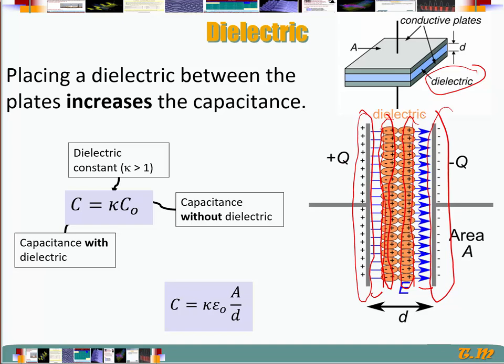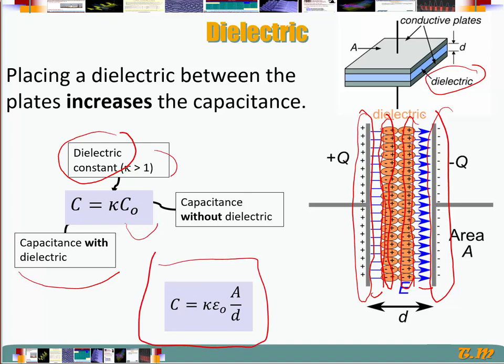More specifically, the way we get it is through what we call the dielectric constant of the insulator, this kappa. Kappa is larger than 1, so the capacitance with the dielectric, with the insulator, is going to be kappa times the capacitance without one. Or in general, the capacitance can then be written kappa epsilon 0 A over D.